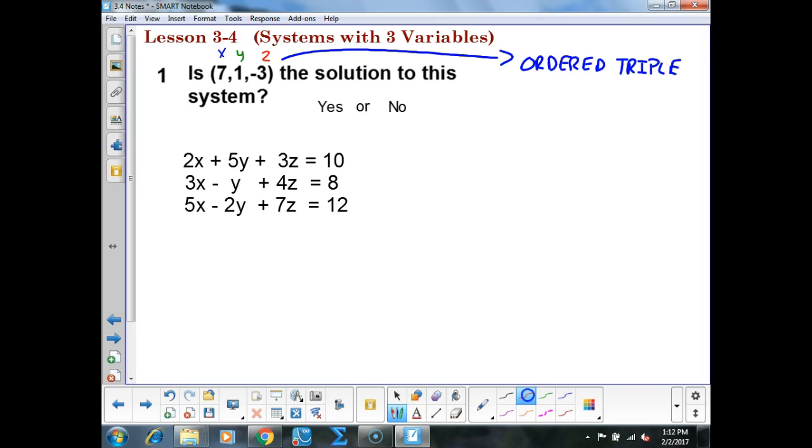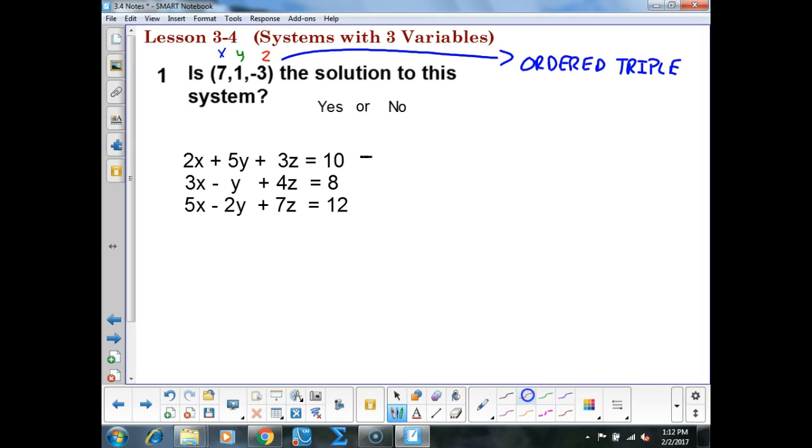Okay? So if we have problems like, is that ordered triple a solution to this system, you can answer that quite easily by simply plugging those values into all 3 of the equations. You don't get by with plugging it into just one of the equations, or into 2 of the equations. You have to plug it into all 3 of the equations. And if it's truly a solution to that system, you will get 3 true statements. Okay?